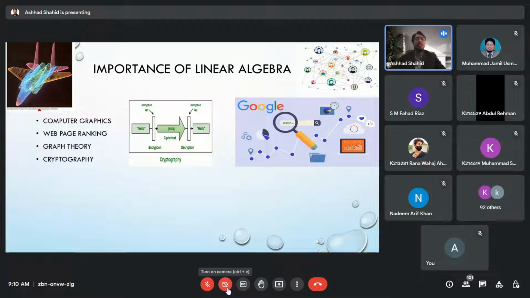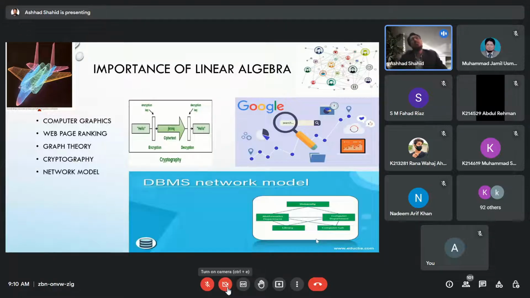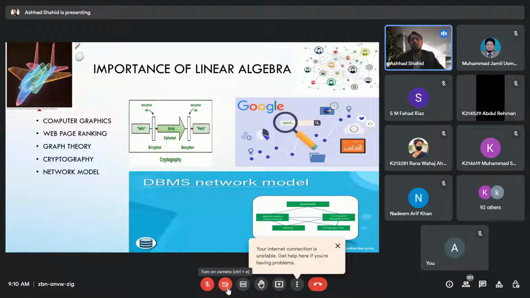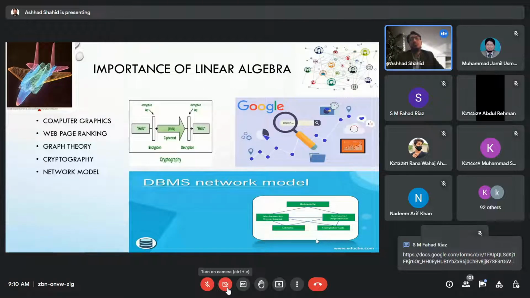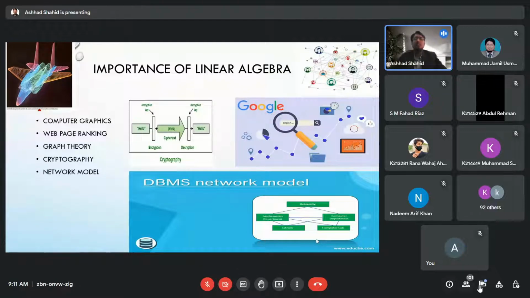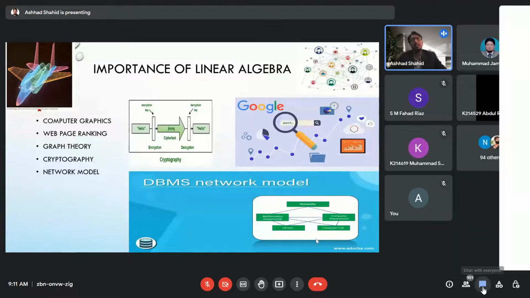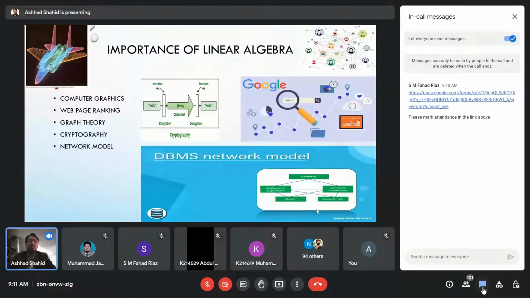A network model is also like, let's say we have a university with two departments, the mathematics department and the computer science department. Both are using some of the same resources, like the library and the computer lab, and they are all connected in the form of a network. So this can be a DBMS network model. We'll discuss later how it works, and in which way we can describe this network model in the form of linear equations, matrices, or sets of vectors.